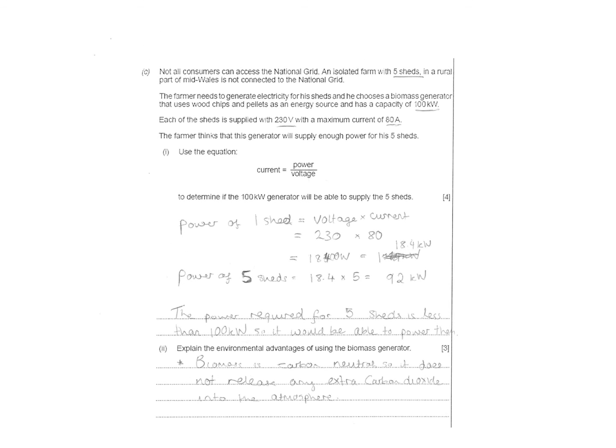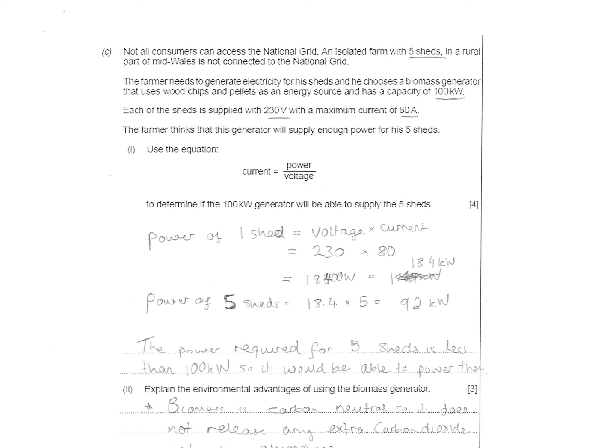Okay, so not all consumers can access the national grid. An isolated farm with 5 sheds in a rural part of Mid Wales is not connected to the national grid. The farmer needs to generate electricity for his sheds, and he chooses a biomass generator. He uses wood pellets and chipwoods as a source of energy and has a capacity of 100 kilowatts. Each shed is supplied by 230 volts with a maximum current of 80 amps. The farmer thinks this generator will supply enough power for his sheds. Use the equation to determine whether the 100 kilowatt generator will supply the 5 sheds.